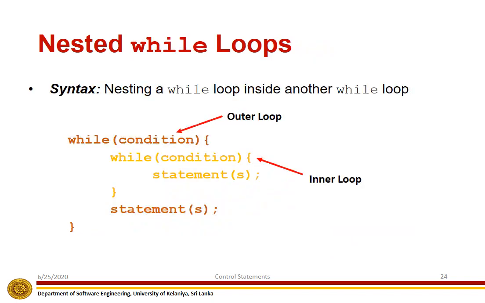The next one is nested while loops. Here you can see the syntax for nesting a while loop inside another while loop. You can see the outer loop in brown color and the inner loop in yellow color. You can see the while condition and the open curly braces for the outer loop, and inside of it you can put the inner loop and the statements for the outer while loop, and then close the curly braces.